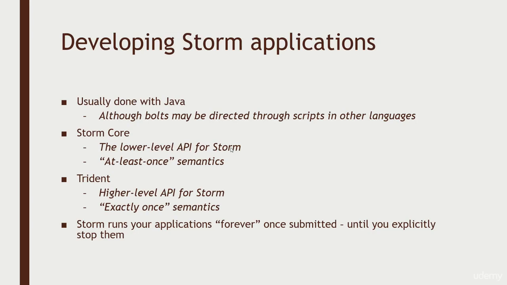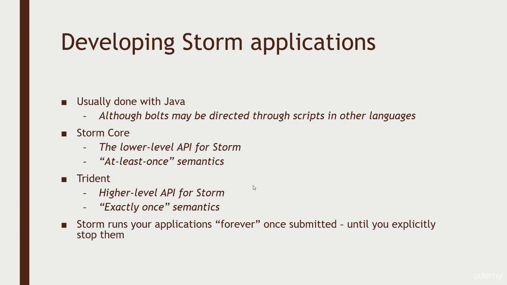However, more and more people are choosing to code instead against Trident, which is a higher level API for Storm that sits on top of Storm Core. So Trident will forward your code down into Storm Core, where it actually does stuff in Storm. So it's kind of this extra layer, which I'm not too keen on, but it does offer an easier API for writing your Storm applications and putting your topologies together. And Trident also offers exactly once semantics, which you can also get with Spark Streaming.